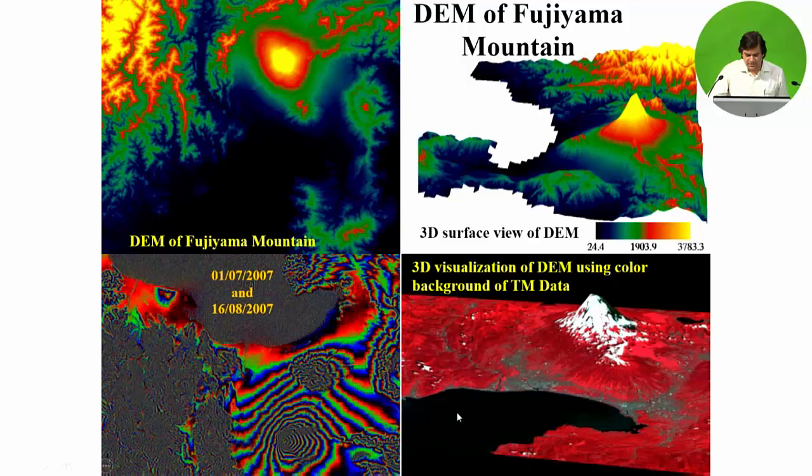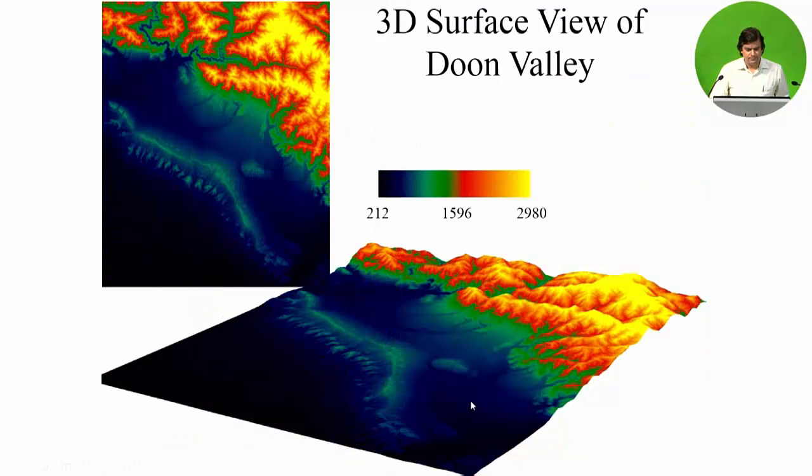And when we see the 3D visualization of the DEM using the color background of the Landsat TM dataset, where the Landsat TM dataset is overlapped on the digital elevation model, we are getting the black color for the water body, and it is not showing any height. Now this example is the 3D surface view of Dune Valley.